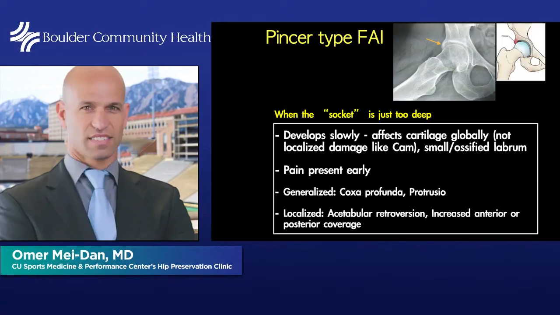Now, the second type is pincer type impingement. In that pathology, we're talking about a socket that is a bit too deep. It doesn't really fit the head well inside. That usually develops a bit slower, but it affects the cartilage globally, as opposed to the cam lesion, which is usually a small part of the socket in the front that is getting damaged and turned into a flap or a carpet. The labrum is usually much smaller and tends to become ossified over time, but the pain, as opposed to cam impingement, presents usually much earlier in life.